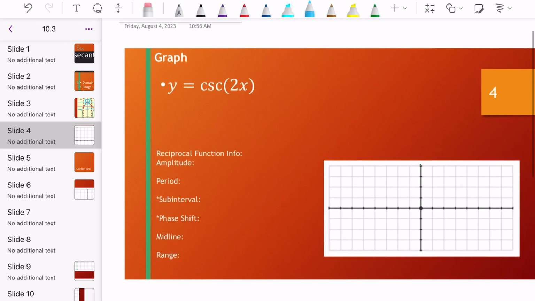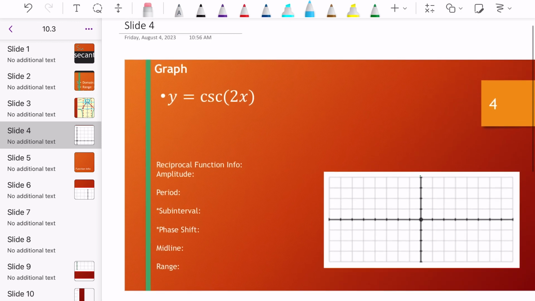Let's go ahead and take a look at slide 4. The first steps that we're going to take for this graph will be to convert from y is equal to cosecant of 2x to y is equal to sine of 2x. Now we are going to solve that left-hand side of our equations the exact same way.